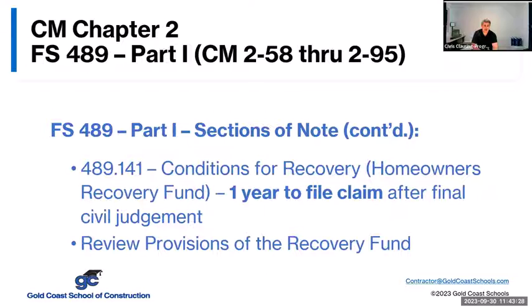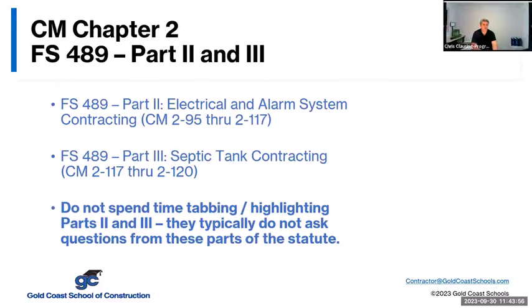And I go to the board meetings typically every month, and they do these homeowner recovery funds. The recovery fund is in the $600,000-700,000 range every month that these homeowners are reimbursed. So it's the only state that does that. It's very interesting. But the 1 year to file a claim is very important for the exam. So if you're a homeowner, you have to file that claim within 1 year of getting that final civil judgment. And then just review the provisions of the recovery fund there.